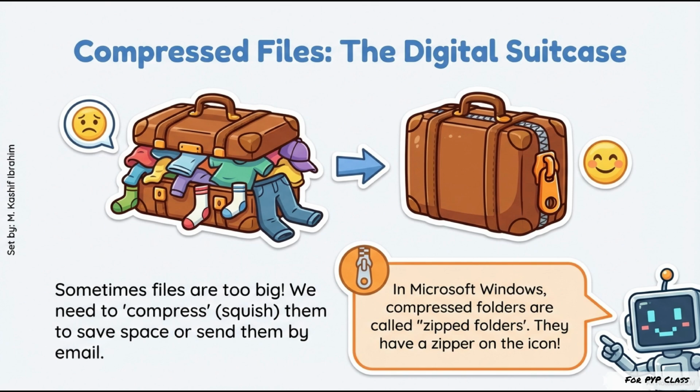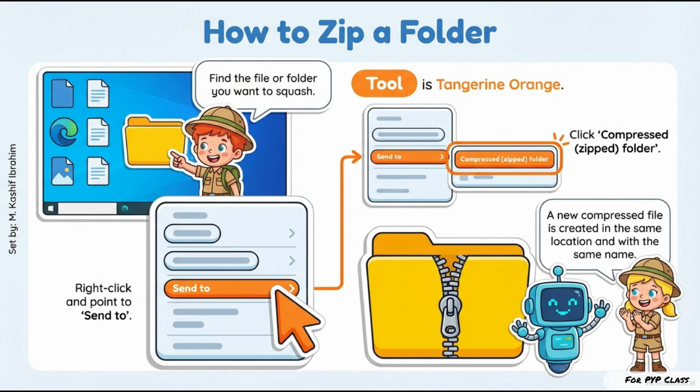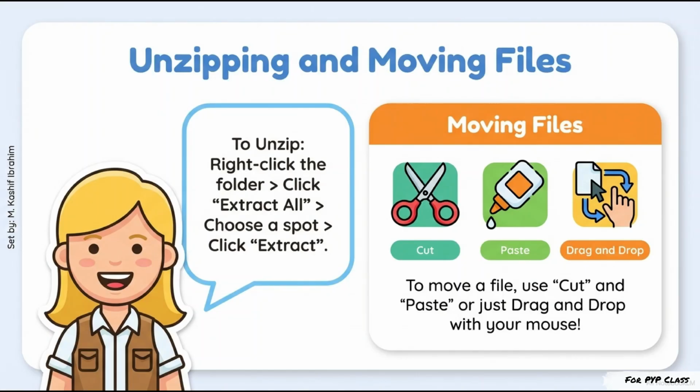And you know what? The process is actually very similar to making a shortcut. You just find the file or the folder you want to squish down, you right-click it, point your mouse to Send To, and this time you're going to choose Compressed Zipped Folder. And boom, a new zipped folder with that little zipper on the icon appears right there. Of course, you also need to know how to unpack that suitcase, right? To unzip, you just right-click the folder and select Extract All. It is really that simple.